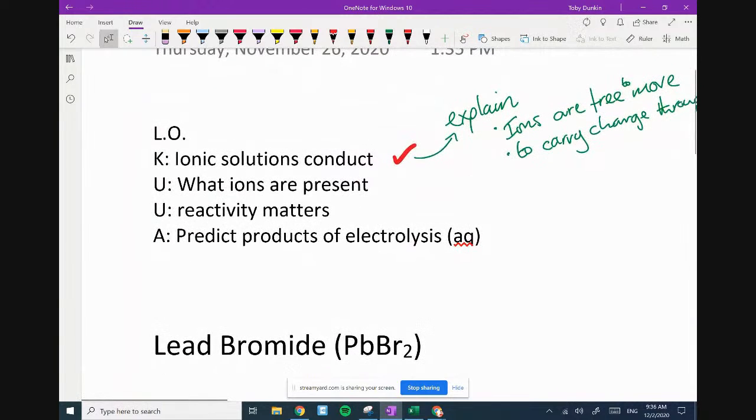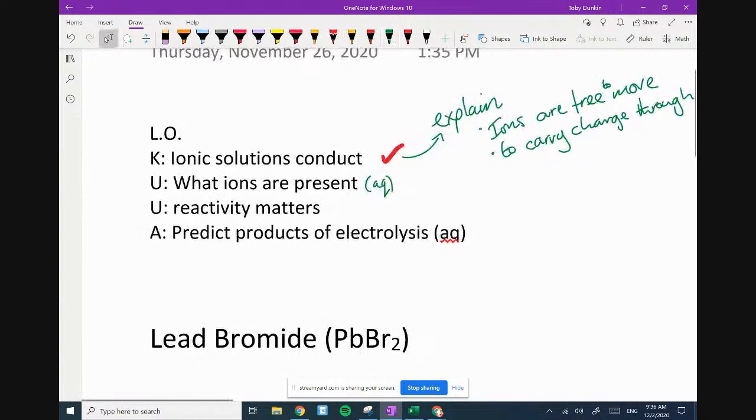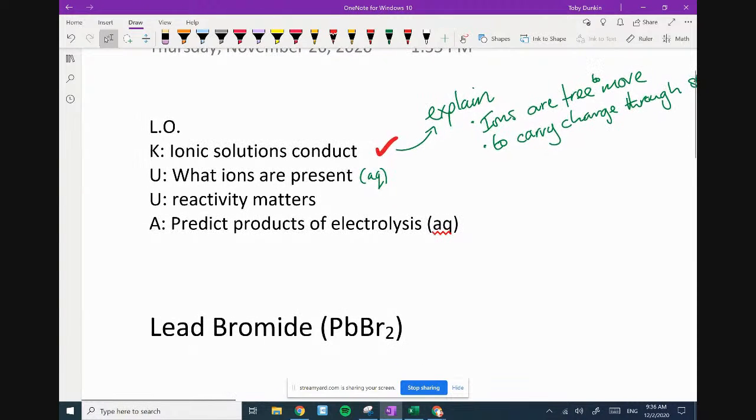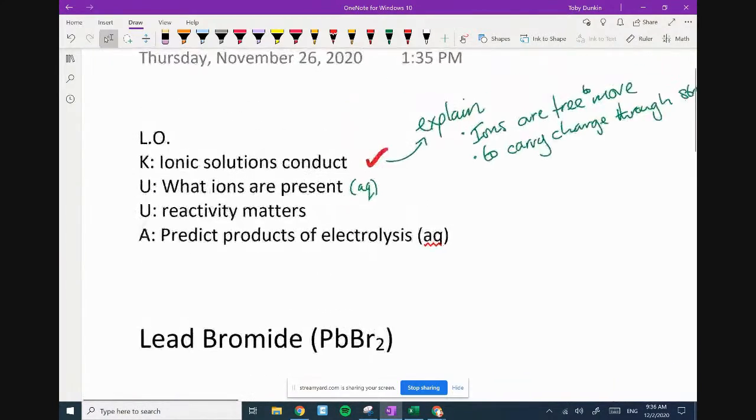The next one, understand what ions are present in solutions. I'm going to put brackets aqueous. That, by the way, is a bit of a leap of faith. I'm sorry about this, guys, and it will make sense, I promise. Next one, understand that reactivity matters. Reactivity only matters in solutions. We'll come to that today, and then predict the products of electrolysis aqueous. It's nice that I get to replace the word solutions with aq, because aqueous simply means solutions. Okay, so those are my learning objectives for today.